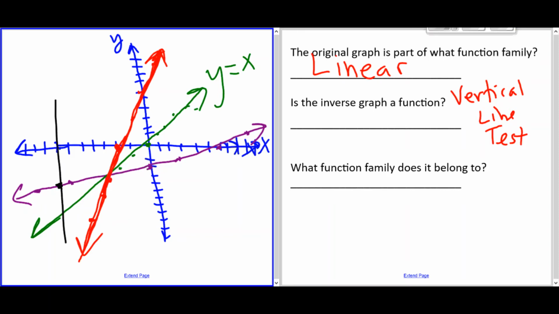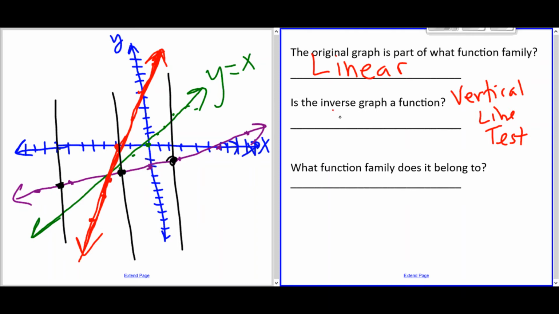So here I drew a line and it touches it once, and we're looking at the purple line. I draw a line through there and it touches the purple line only once. I draw another line, it touches the purple line only once. So we can say yes, it is a function because all the vertical lines only touch in one spot. And then what function family does it belong to? The inverse of a linear function is always just going to be linear, so it also is just a straight line.